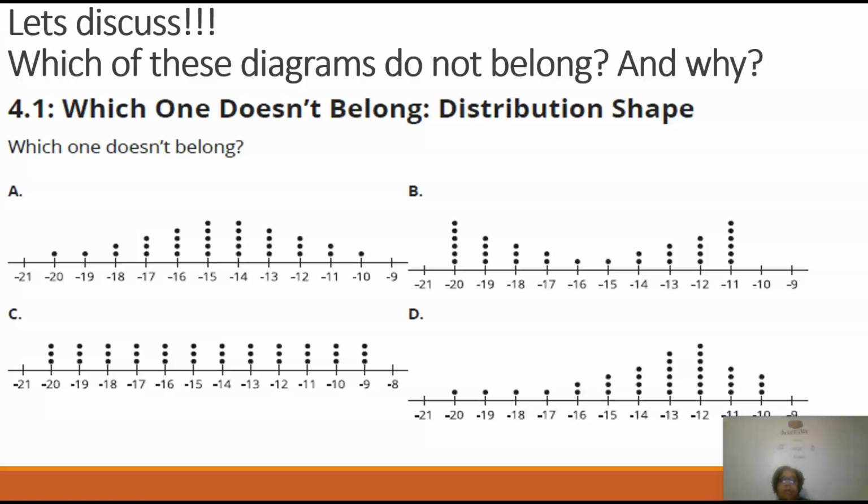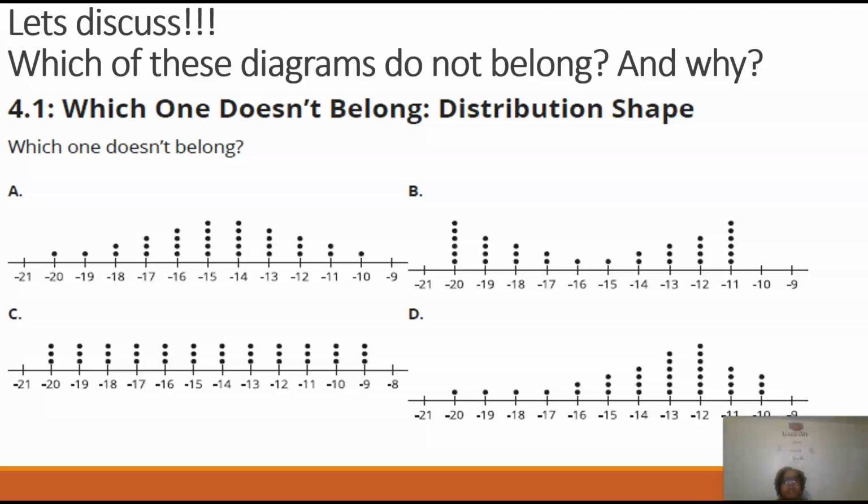All right. So some of you may have chosen A because all the points came together into like a mountain top. They all came and clustered together in the middle. That would have been a good justification, to say that all the data came together in the middle and then decreased back down.